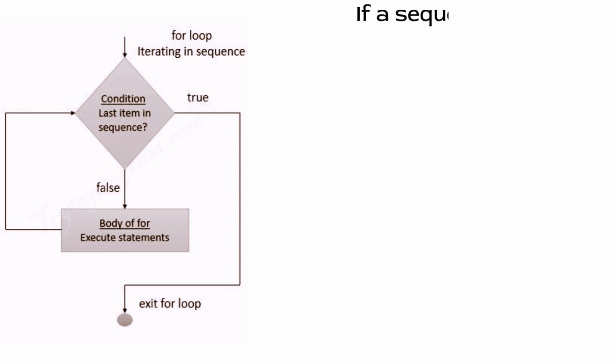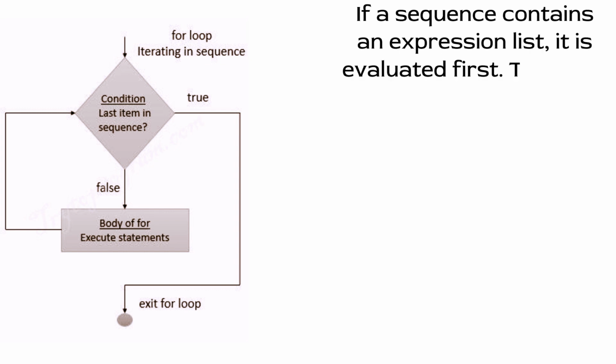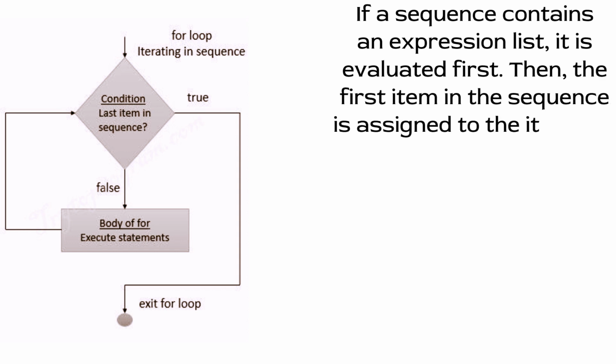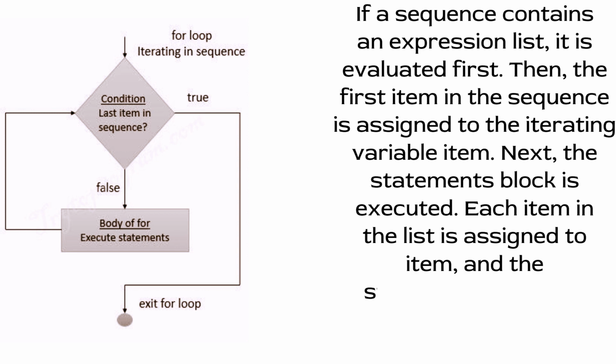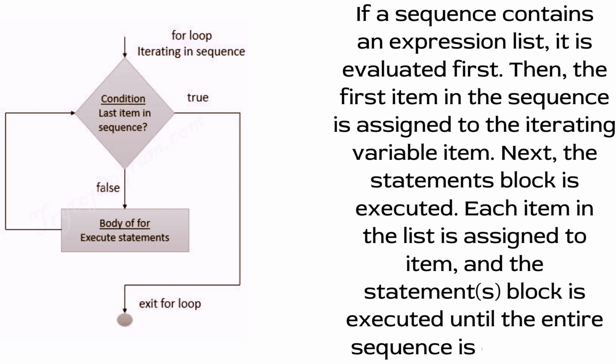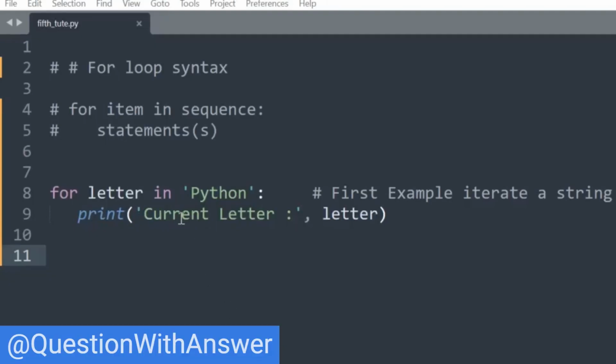If a sequence contains an expression list, it is evaluated first. Then, the first item in the sequence is assigned to the iterating variable item. Next, the statements block is executed. Each item in the list is assigned to item, and the statements block is executed until the entire sequence is exhausted. Now let's see the example.